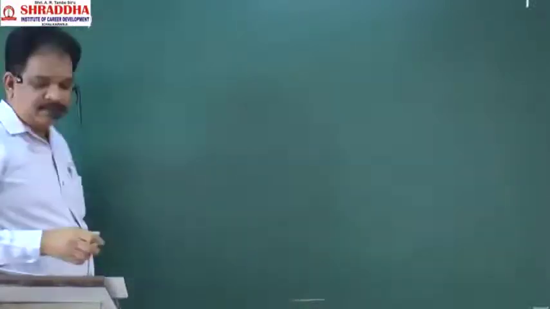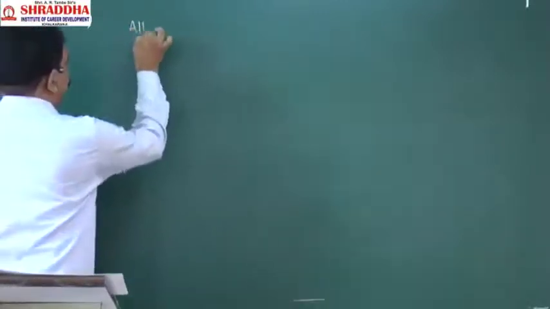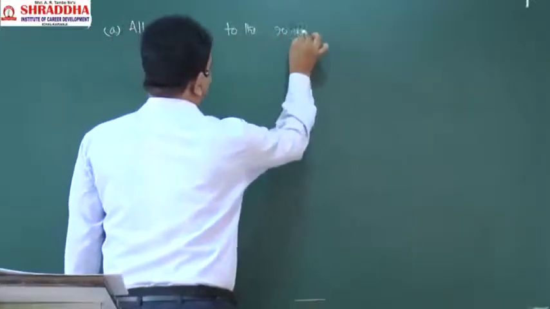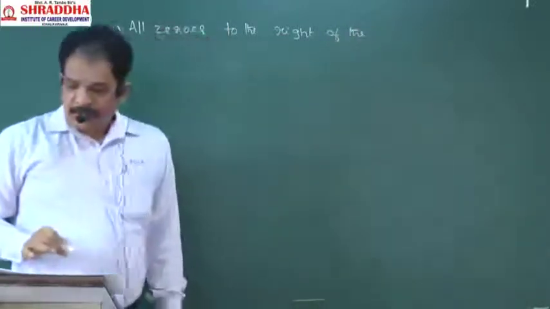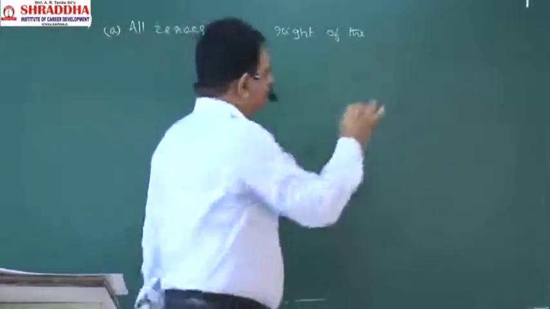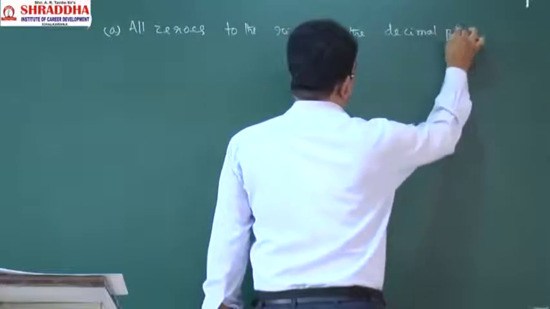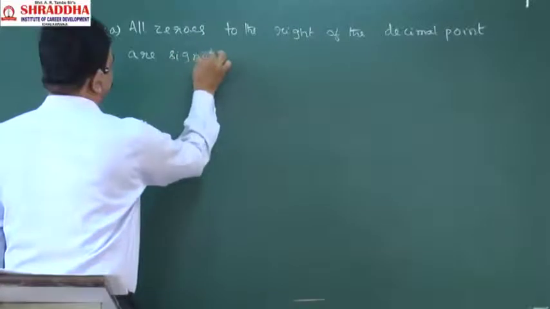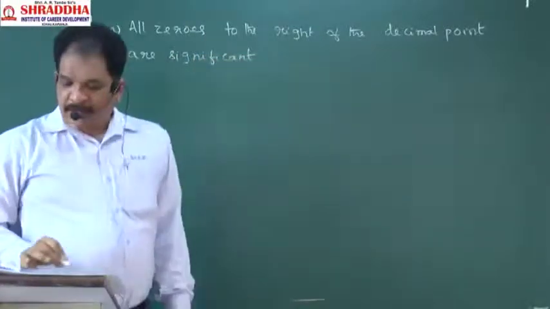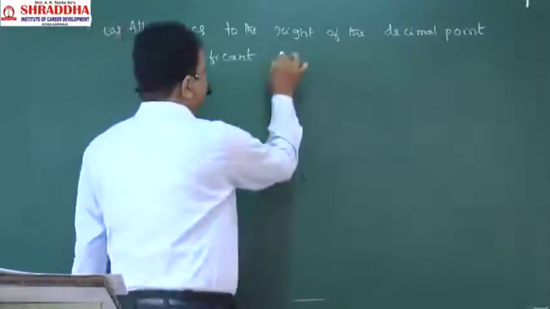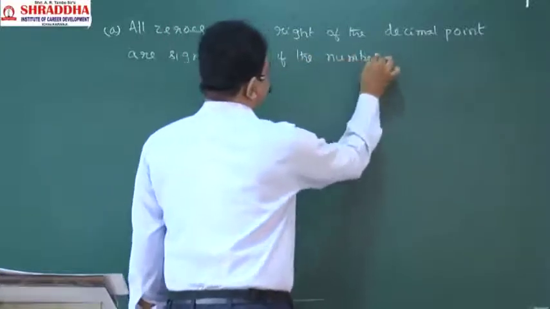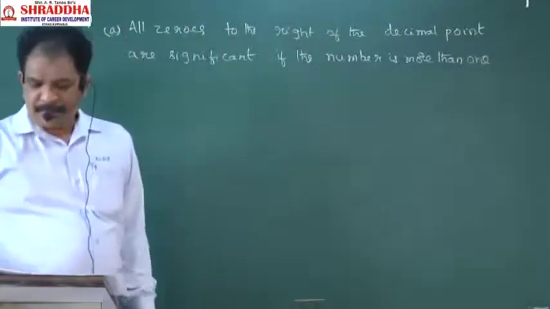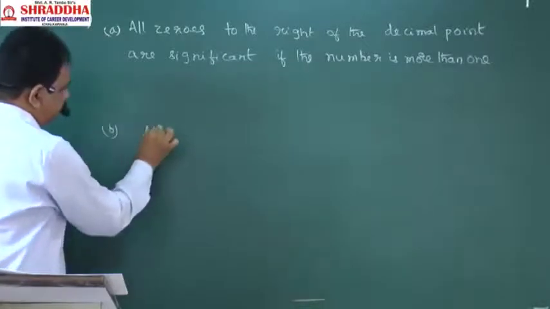Fourth one will have 2 parts. What is the first part? See, all zeros to the right of the decimal point are significant if the number is more than 1. Next. Second one.